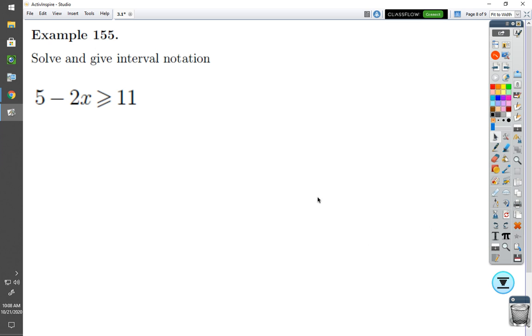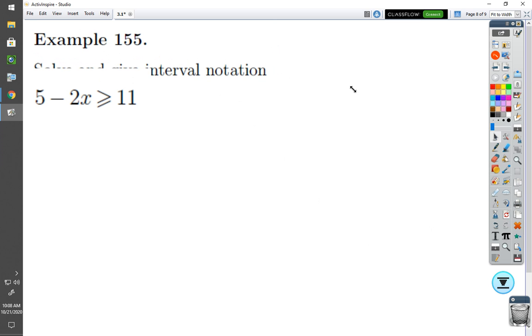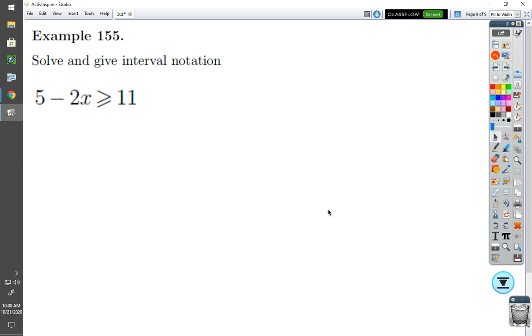Okay, now we got to solve one. Look what the directions say to do. The directions say solve and give the interval notation. So it's the same exact work. But we have 2 steps. First step is let's do what you've always done before, and let's solve the inequality. And then 2, let's create the interval notation.